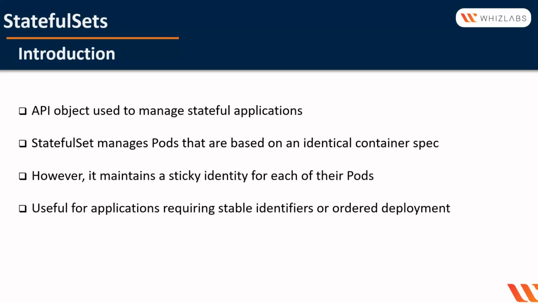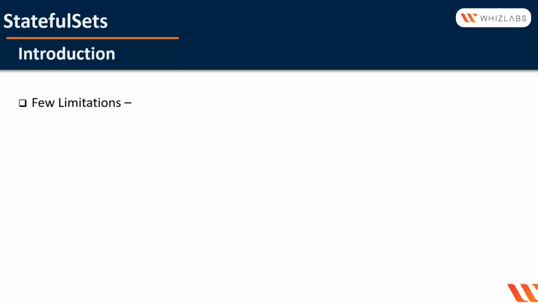If an application requires any stable identifiers or ordered deployment, then stateful sets are a good candidate to use. Otherwise, we can deploy the application using a workload object that provides a set of stateless replicas, for example deployment or replica set. Stateful sets currently have a few limitations.